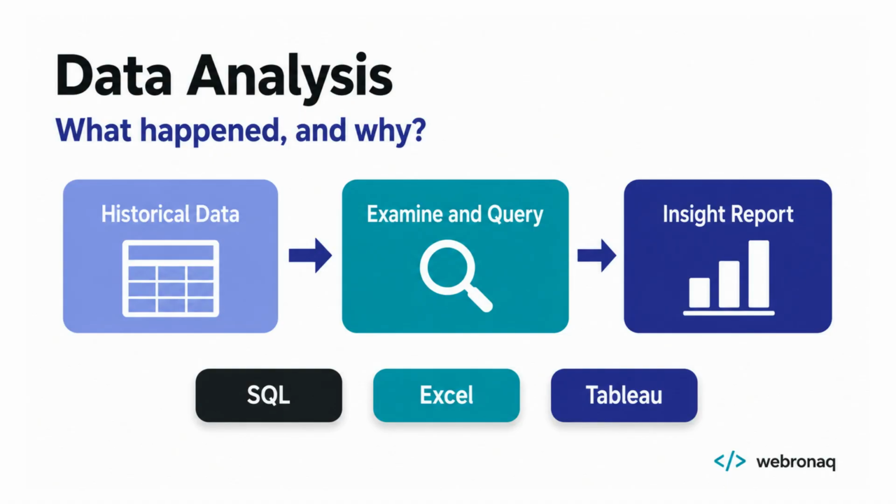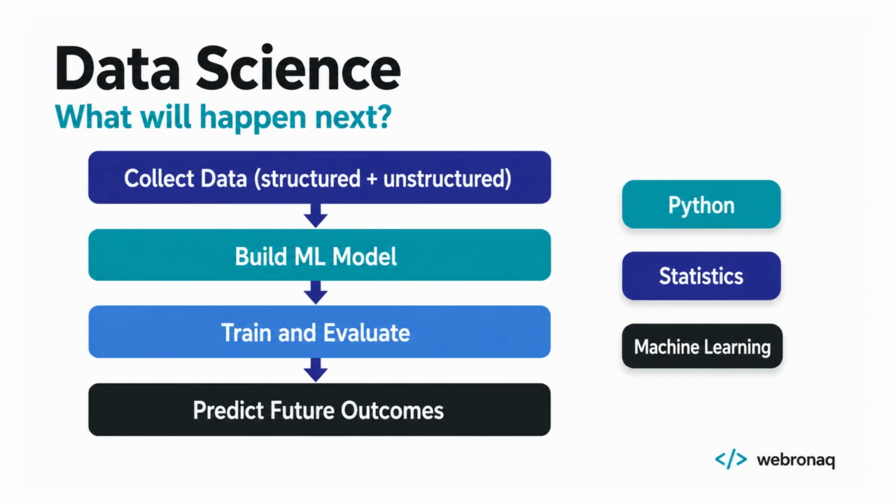Now here is where things get more interesting. Data science does something very different with that same data. Now look at this. Data science is a broader, forward-looking discipline. Instead of explaining the past, a data scientist builds systems that predict the future. It pulls in not just clean spreadsheets, but also unstructured data, like text, images, or clickstream logs, and applies machine learning and statistics to find patterns that are invisible to the naked eye.